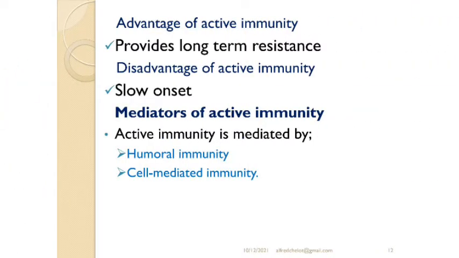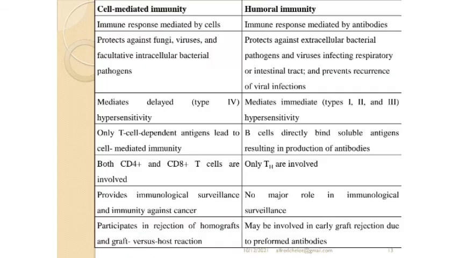Now, what are the advantages and the disadvantages of active immunity? The advantage is that it provides long-term resistance, whereas the disadvantage is that there is slow onset. So active immunity is mediated by two things. Number one, it is mediated by the humoral immunity, and number two, it is mediated by the cell-mediated immunity. We are going to discuss this briefly one by one.